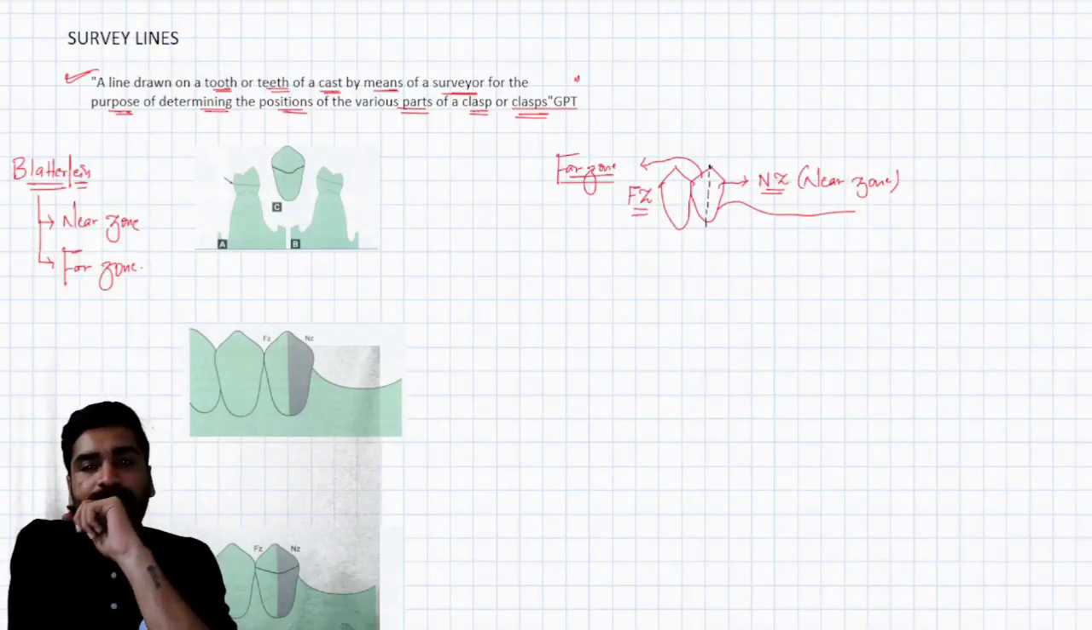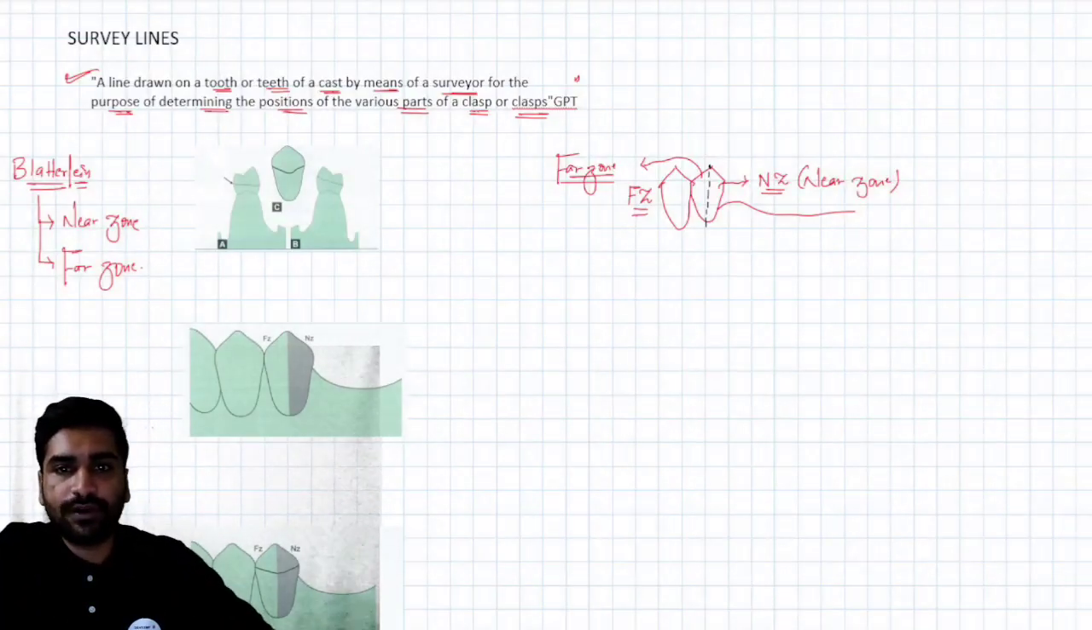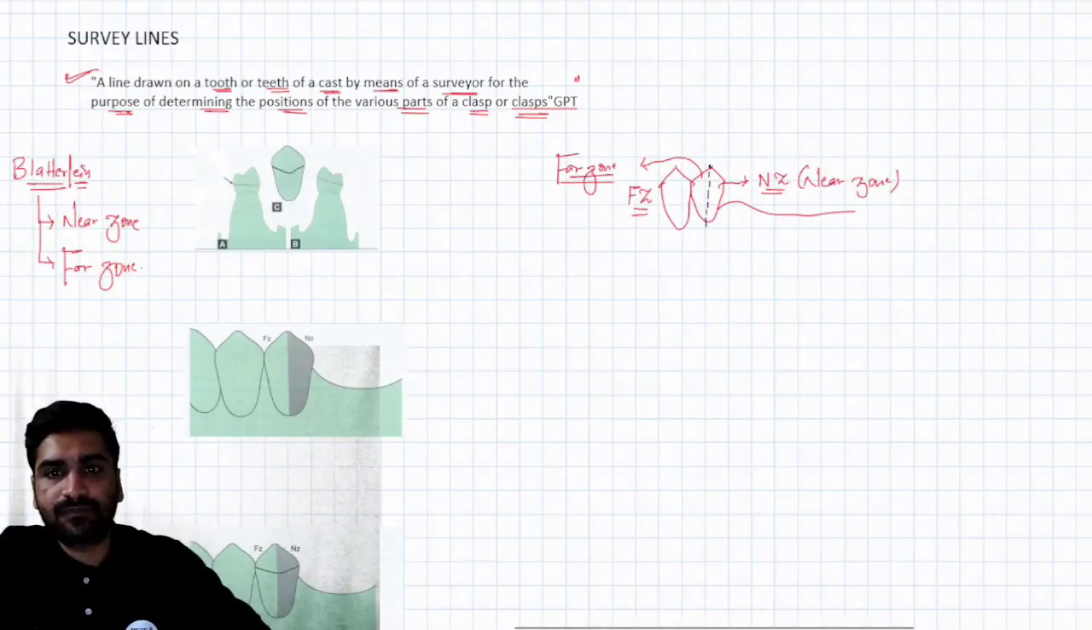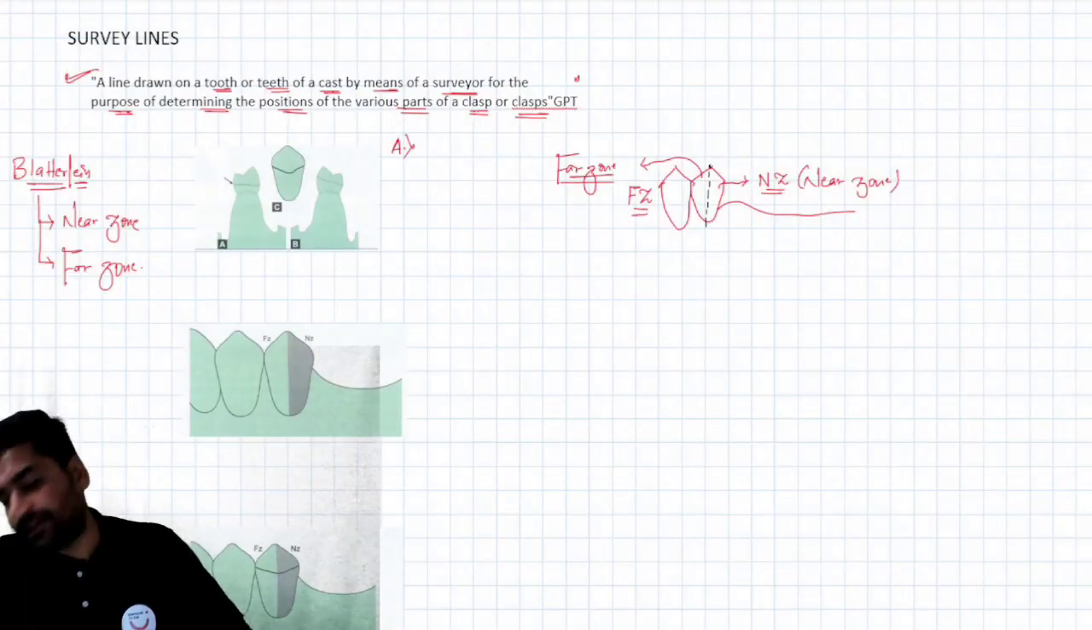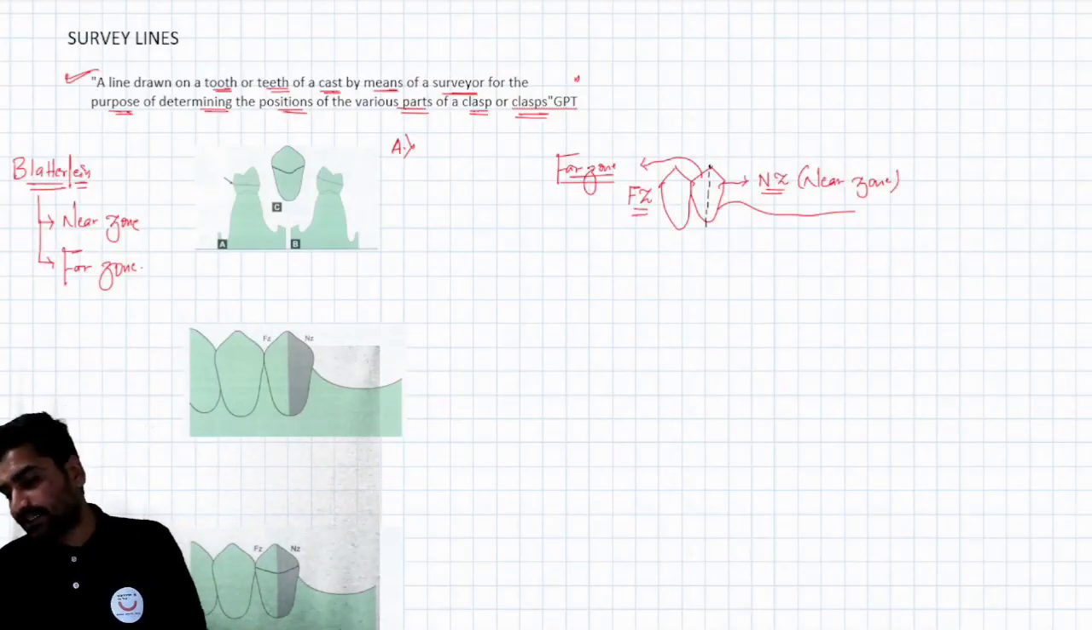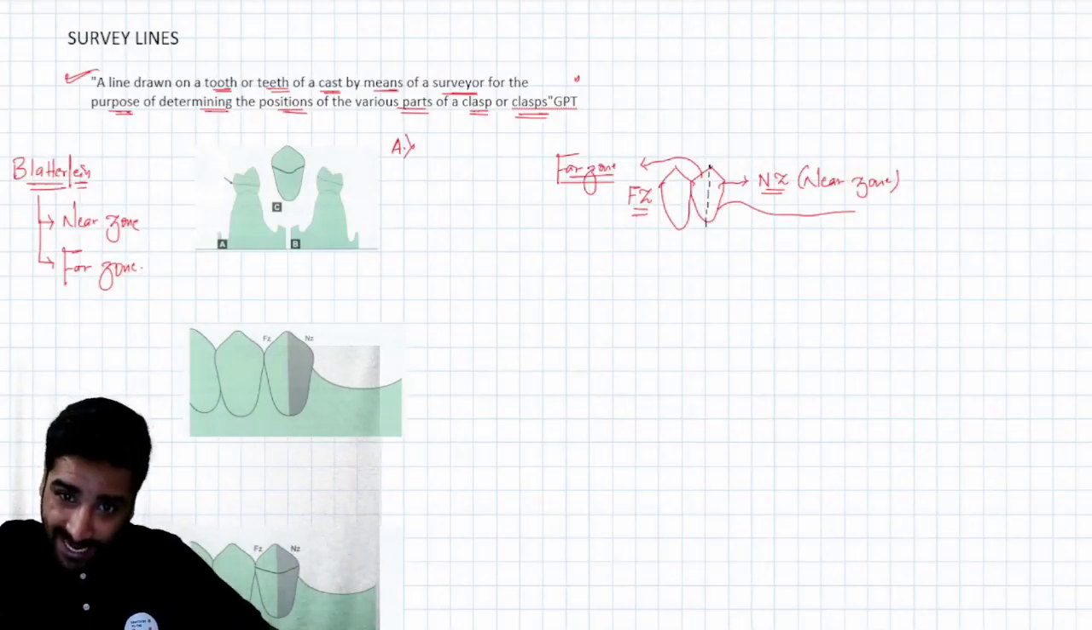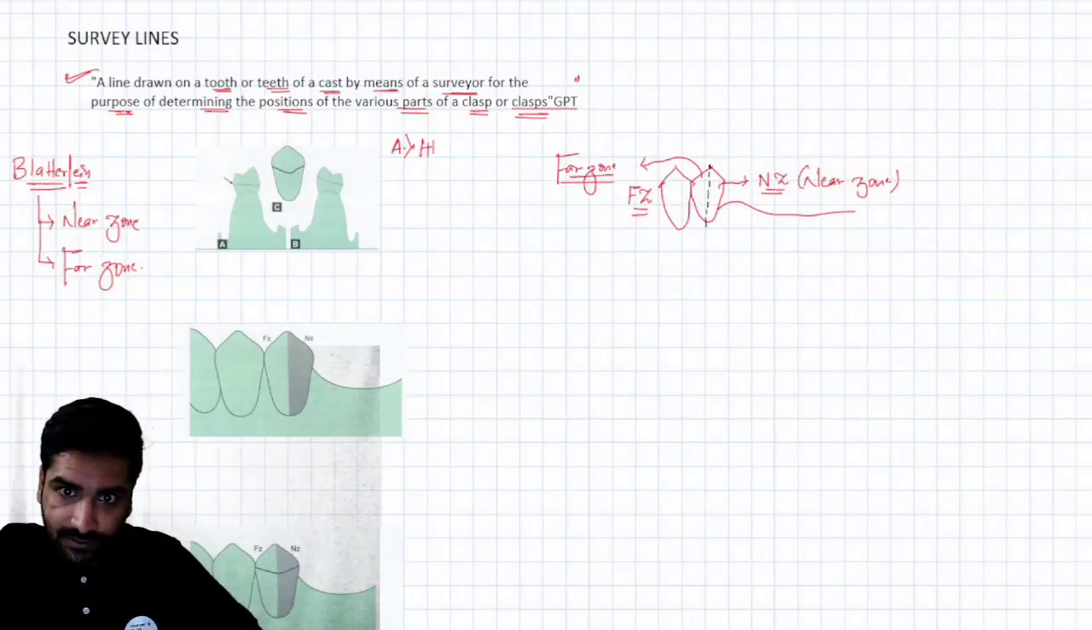Now based on this near zone and far zone concept, we will classify the survey lines into four different categories. The first survey line is the high survey line, the second is the medium survey line, the third is the low survey line, and the fourth is the diagonal survey line. So starting with the first one, high survey line.